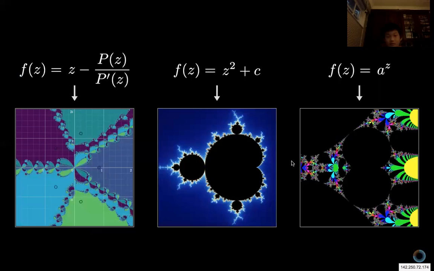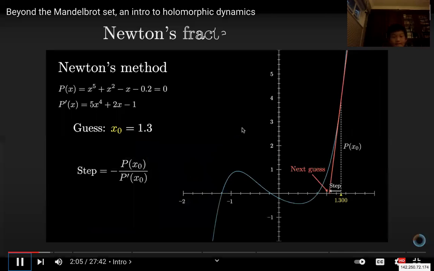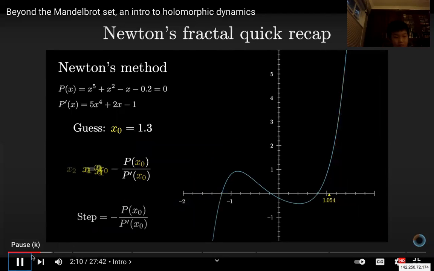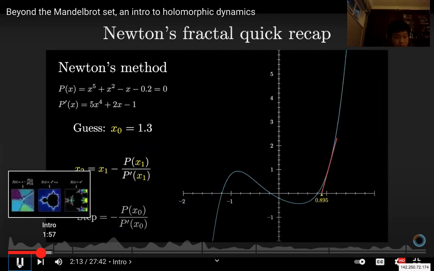Those of you who watched the last video have already seen one neat example of this. There's this algorithm called Newton's method, which finds the root of some polynomial p, and the way it works is to basically repeat it.